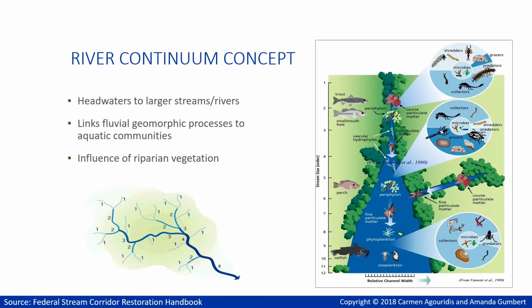In large rivers, where the waters are deeper and more turbid, meaning primary production such as algae is limited, collectors dominate. Note that the proportion of predators does not change throughout the system. Lastly, let's look at fish. Cool water species such as trout are found in headwaters, while this transitions to more plankton-feeding species in large rivers.